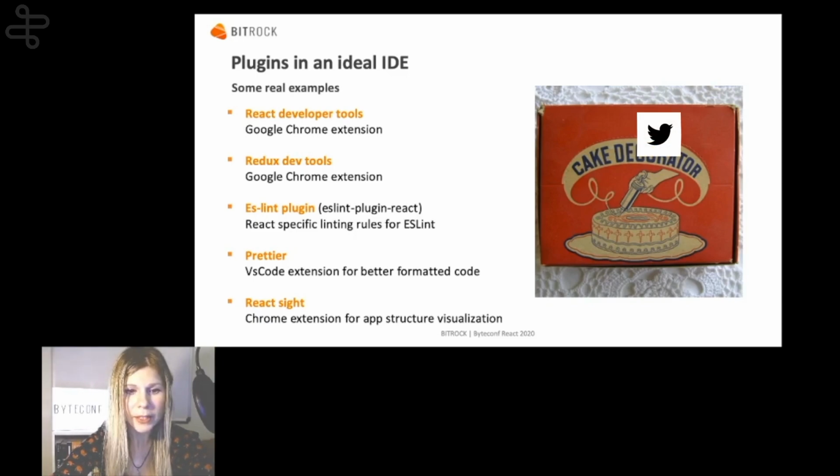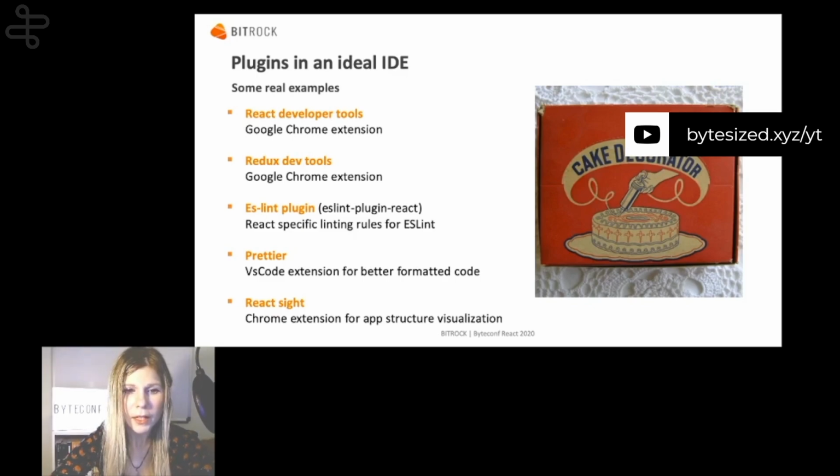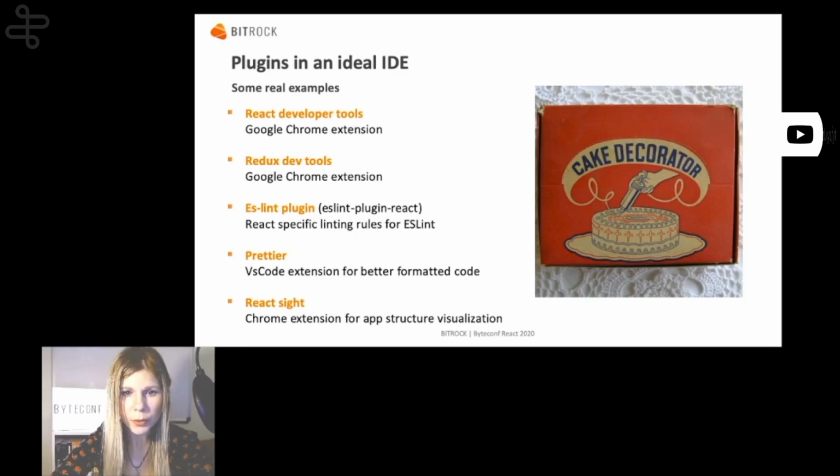Then, Prettier is another must-have plugin available if you use VS Code, and it helps a lot in getting better formatted code. React Sight, instead, is a Chrome extension which helps a lot in showing a graph and representing the overall structure in order to analyze your components.